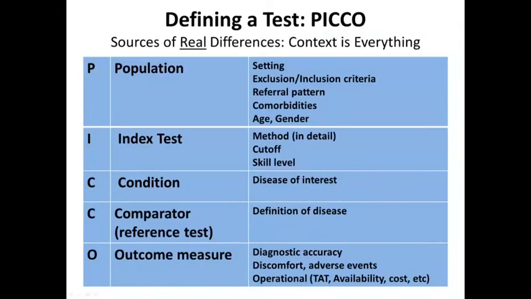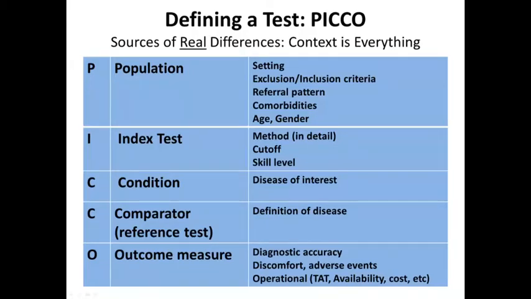So how can we think about differences between tests and so forth? There's this mnemonic called PICO that talks about ways to think about specifying a test in a study. So the population talks about the setting that it's done in. Is it a primary care physician's office? Is it a specialist's office? What comorbidities are in the population, the referral pattern, what tests have been done beforehand, what doctors have they seen beforehand, exclusion and inclusion criteria for the study. All these can affect, as we've talked about, the performance of a test.